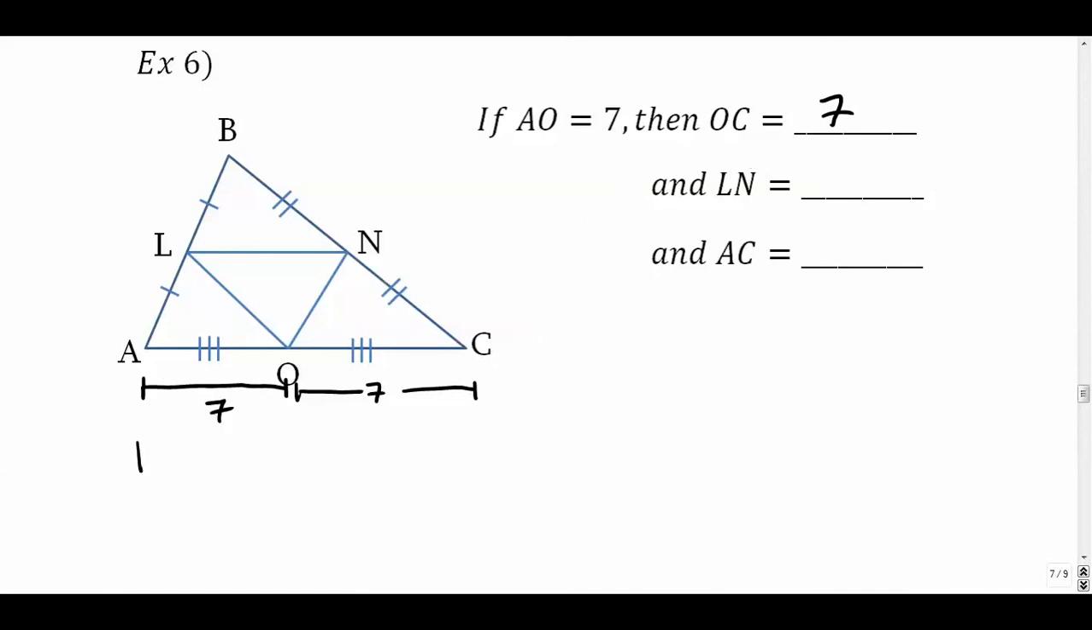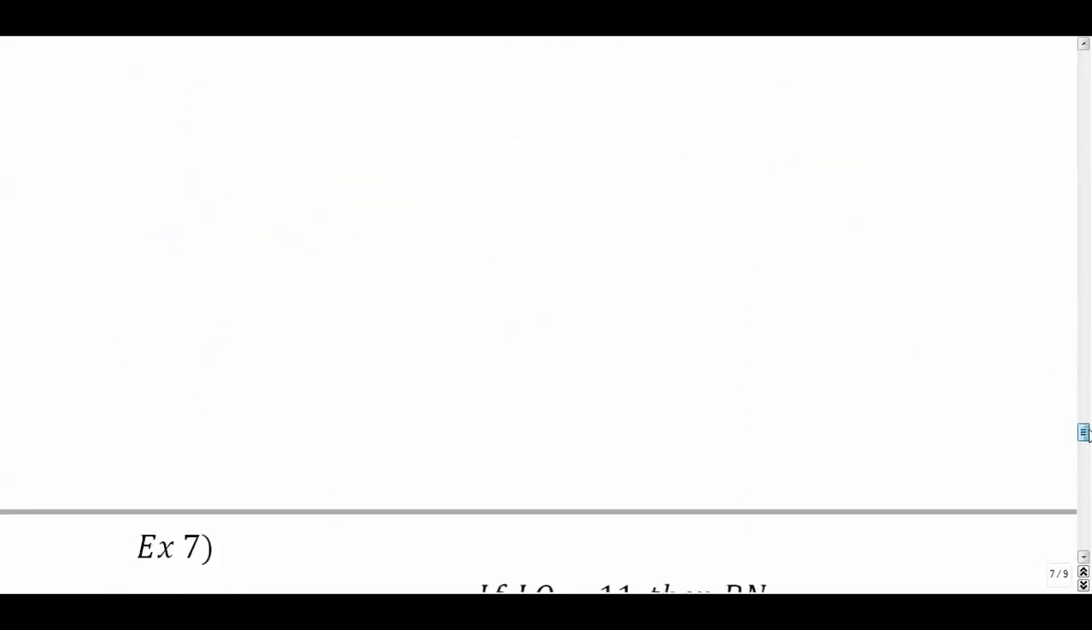If the whole thing is 14, then this, which is the midsegment that's parallel to AC, has to be half as big as AC, which is, of course, 7. So LN is 7 as well. Segment AC is 14. So there you go. A little bit complicated looking diagram, but not too tough once you plug in this stuff.